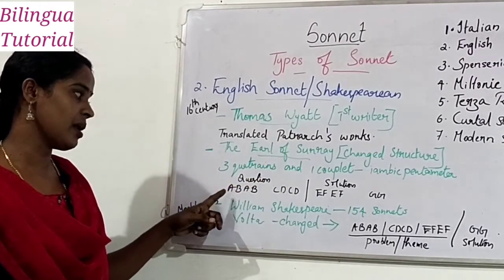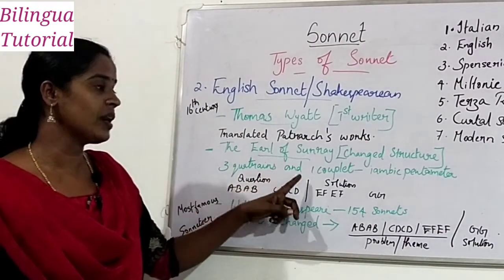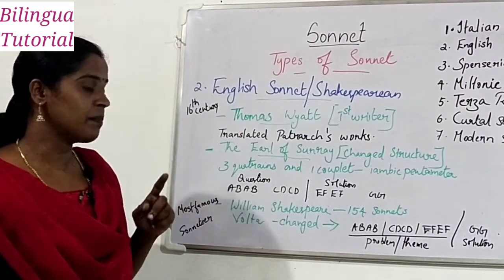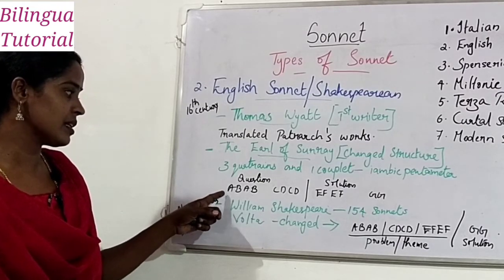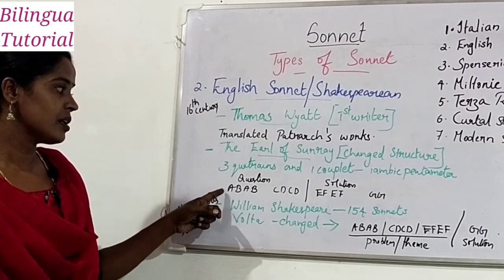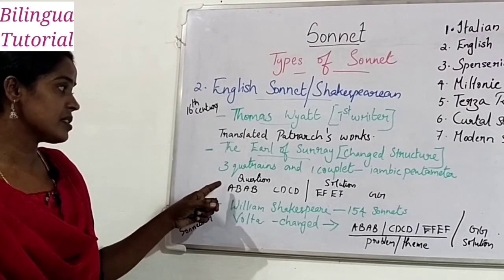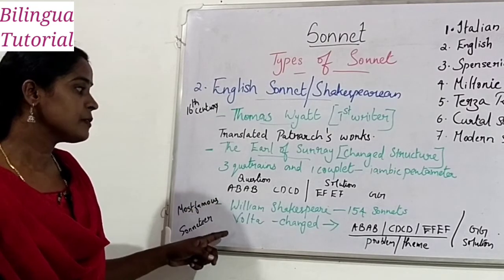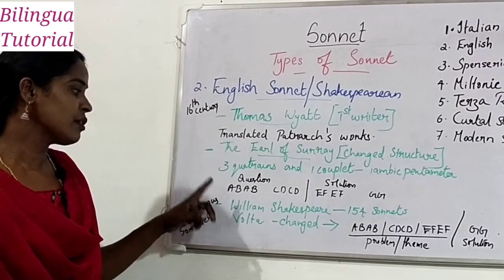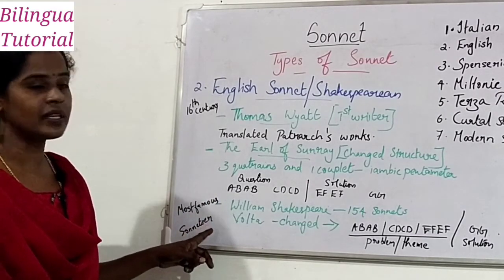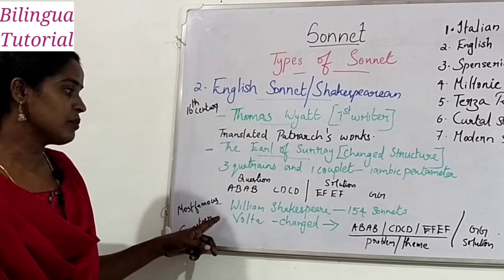The change in structure happened: 3 quatrains and 1 couplet, and that couplet has only 2 lines. 3 quatrains means each has 4 lines, but there are 3 stanzas. Then this is the change made by the Earl of Surrey. Then the most famous sonneteer is William Shakespeare.